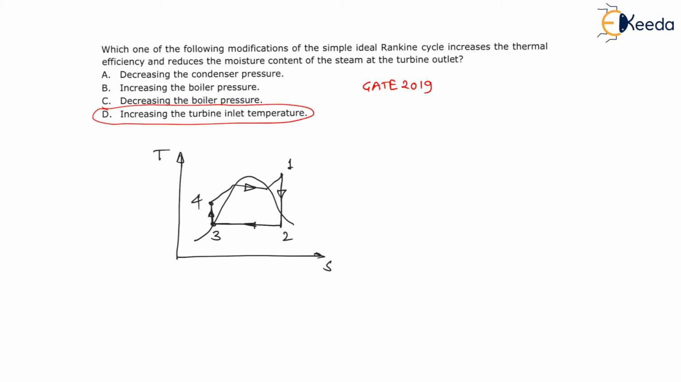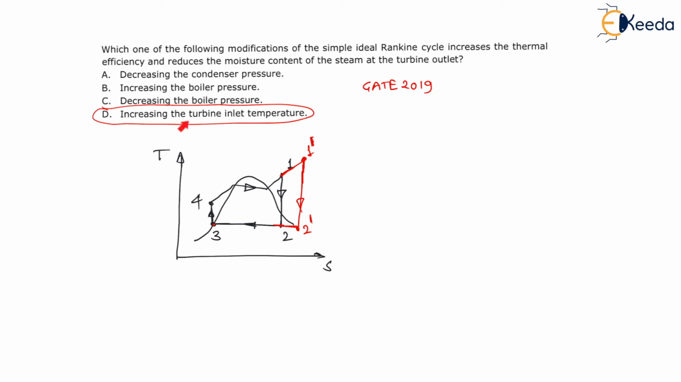Now my dear students, increase the turbine inlet temperature. Turbine inlet temperature is T1. To increase turbine inlet temperature, we have the method called superheating, right? Therefore, here I will increase the turbine inlet temperature from 1 to 1 dash. Therefore, the turbine expansion becomes from 1 dash to 2 dash, and condenser becomes from 2 dash to 3, and the pump will remain the same from 3 to 4, right? And my dear students, this is called superheating.